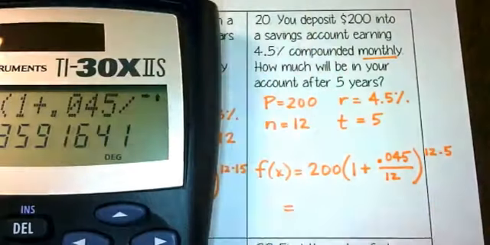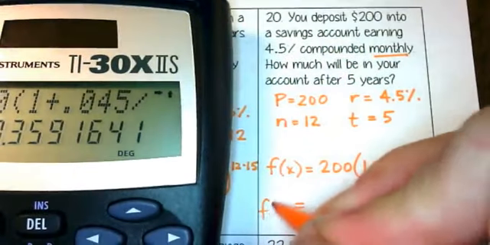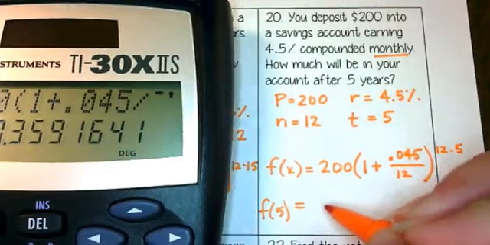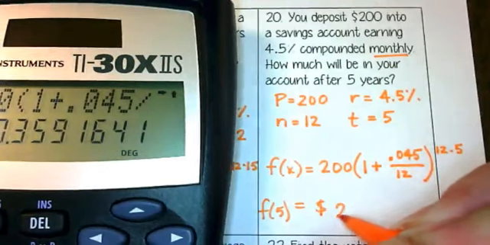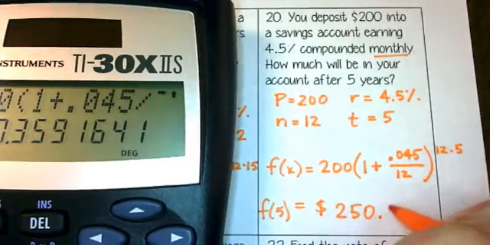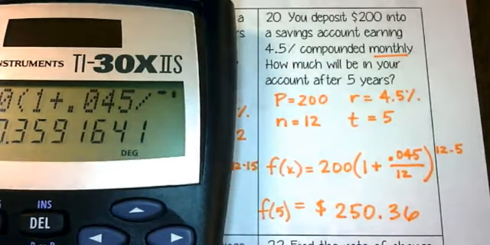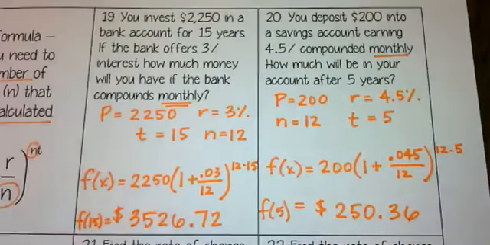All right, so after 5 years, you will have, let's see, I got $250.36. All right, that's compound interest.